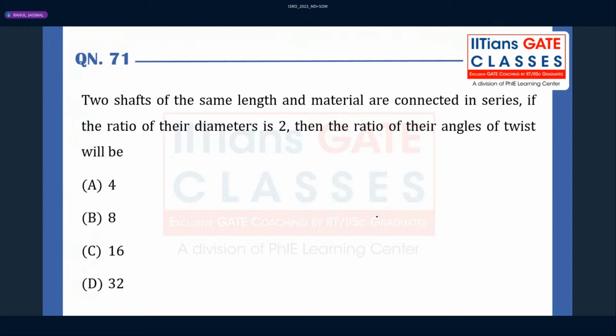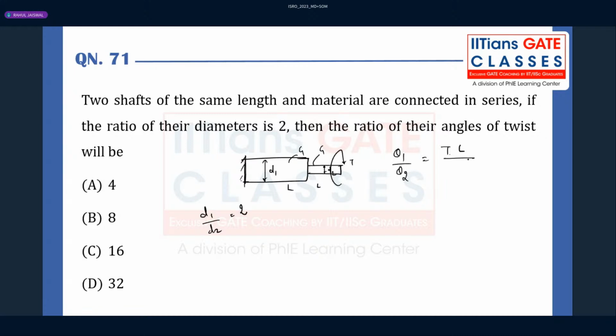The two shafts of the same length and the material are connected in series. Let's say the diameter is d1 and d2, and d1 by d2 is 2. Then they are asking what is the ratio of their angle of twist. Twisting moment is same, length is same, G is same. Then what is the angle of twist, theta 1 by theta 2? T is same, L is same, G is same. Only J will be different.